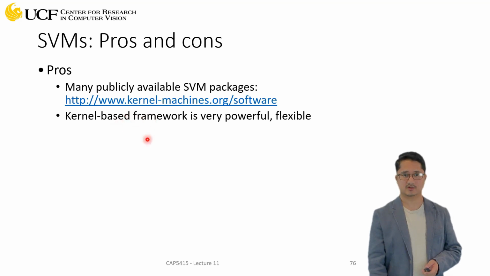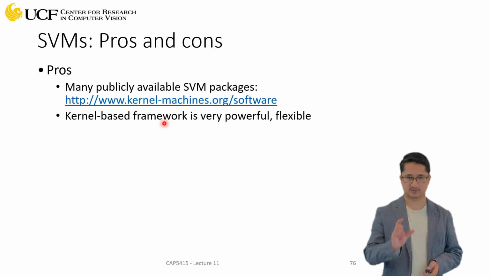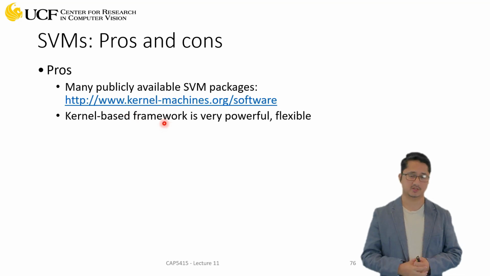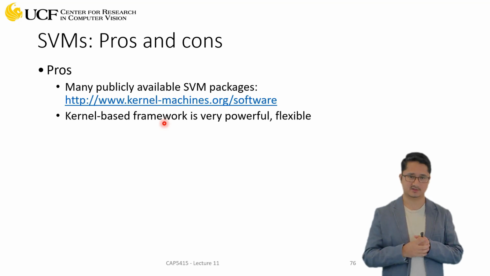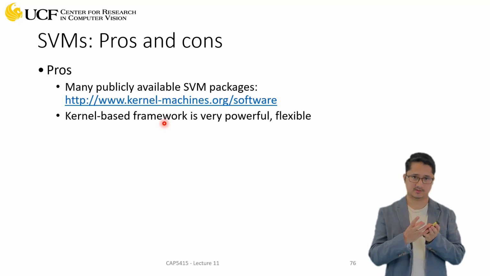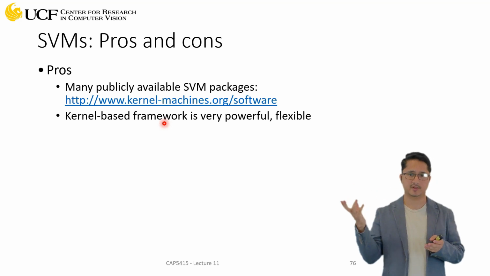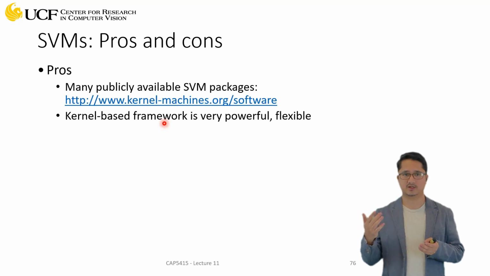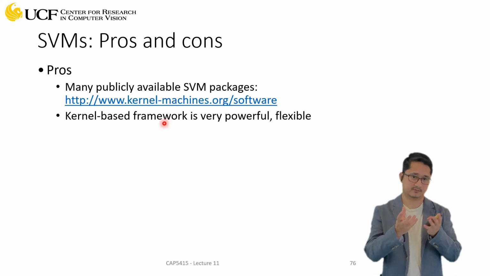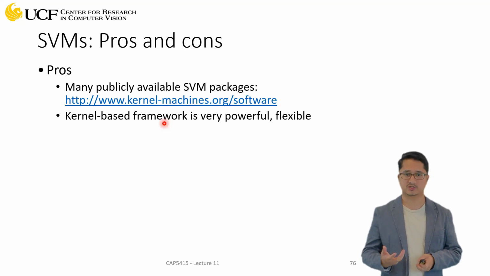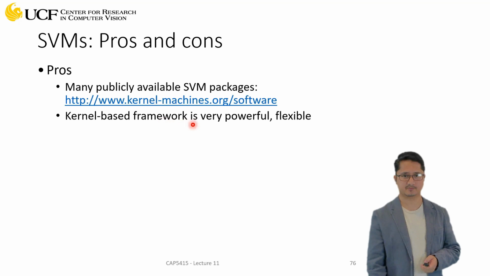The idea of this kernel-based framework, the transformation, is actually very, very powerful. It's very flexible, and it allows you to learn very complex decision boundaries. Because no matter how complex the decision boundary is, if you project it to a high dimensional space, that might turn it into a very simple boundary, just a linear boundary. So that idea is very powerful. It was used in SVMs, but in general, I think that idea is very interesting.